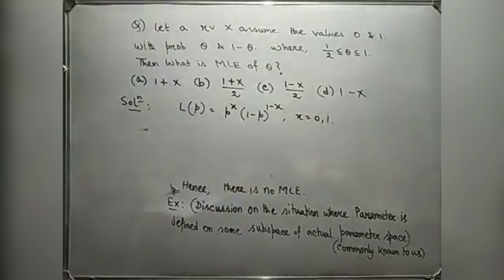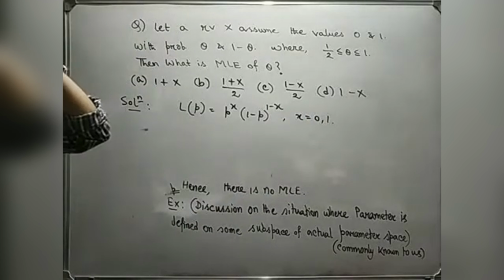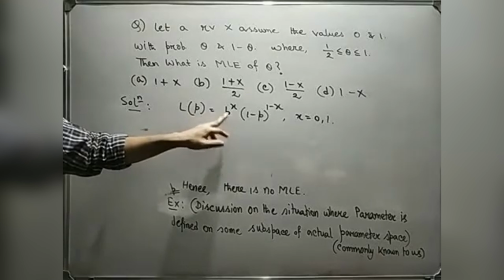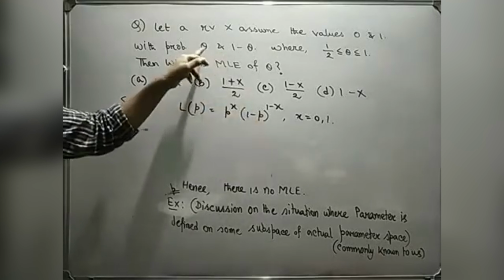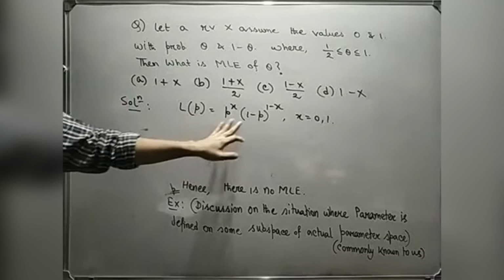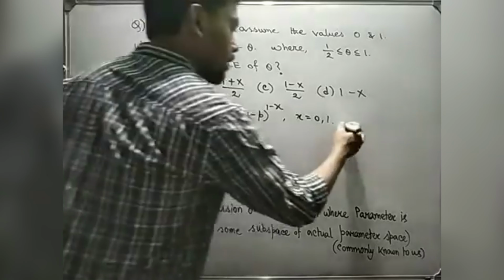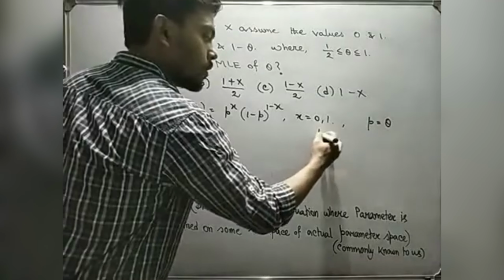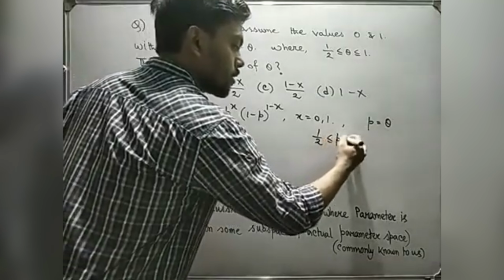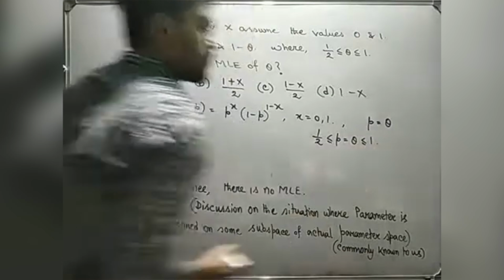0 and 1. Now here we can define, let's say, p by theta. So you can also define p, where this p is exactly equal to theta, and our p is in between half to 1.